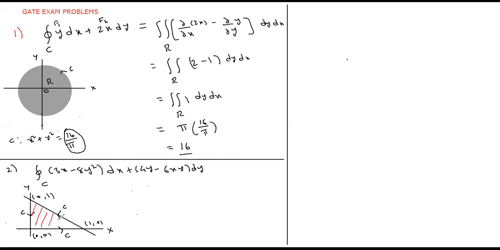The line integral of f1 dx plus f2 dy is equal to the double integral over R of dou f2 by dou x. What is f2? The second component, the coefficient of dy, that is 4y minus 6xy, minus dou f1 by dou y. What is f1? The coefficient of dx, that is 3x minus 8y square. Remember, we can apply Green's theorem only for simple closed curves in the xy plane.